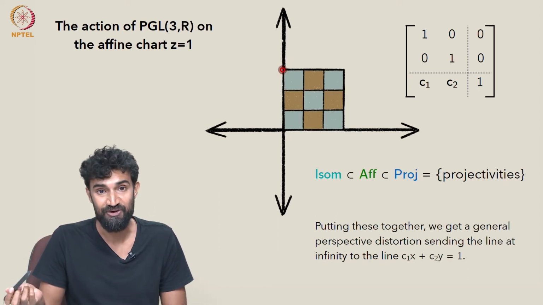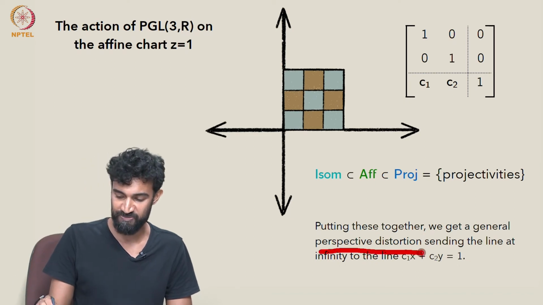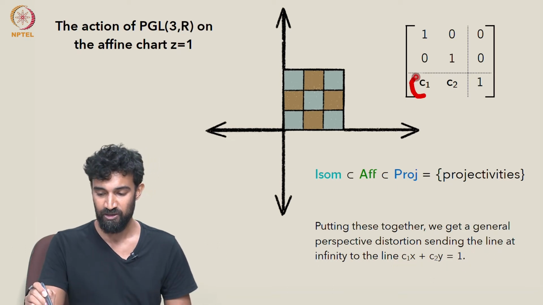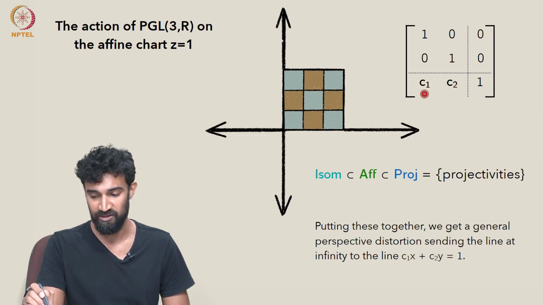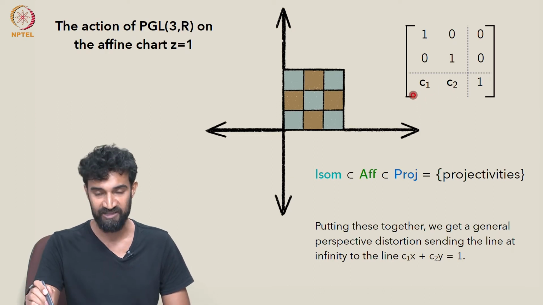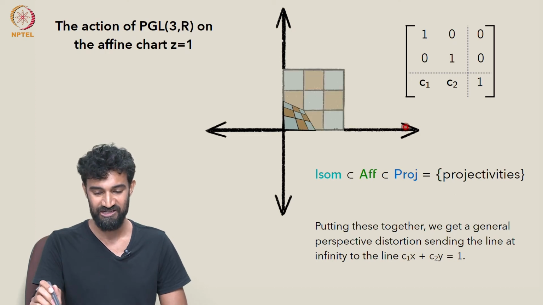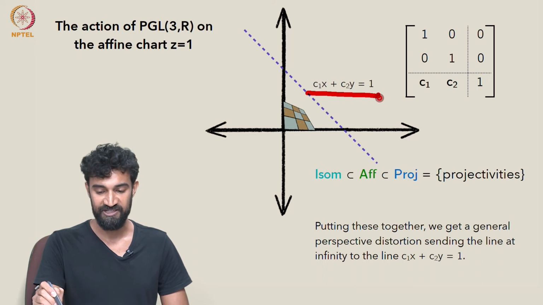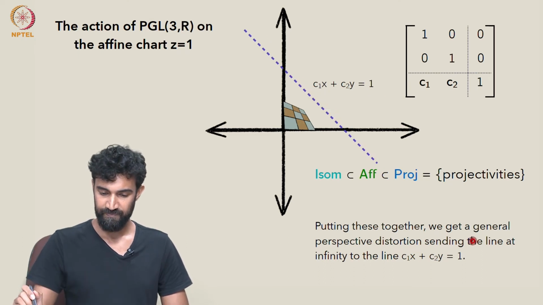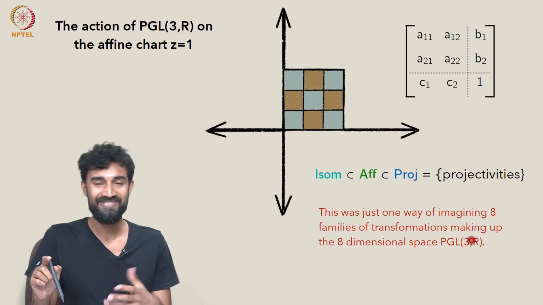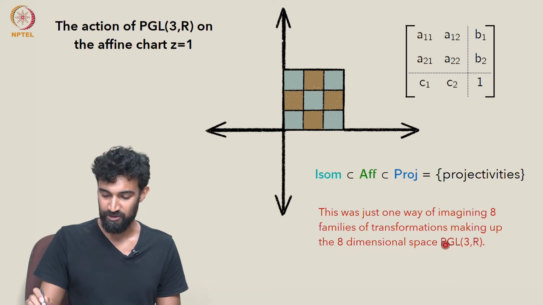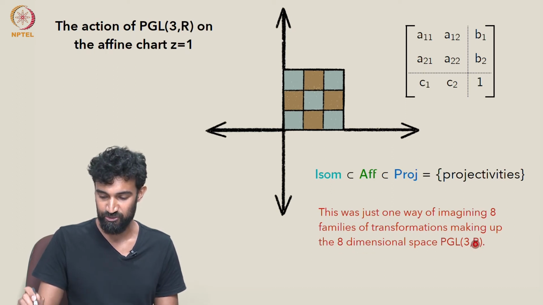We can also put those together, these two perspective distortions, and get a general perspective distortion, sending the line at infinity to the line c1x plus c2y equals 1. We're using both c1 and c2 here. We can put entries in both of those and combine them to get a more interesting distortion. And we get a line at infinity here. So that gives us the 8 families of transformations that make up our 8-dimensional space PGL3R.